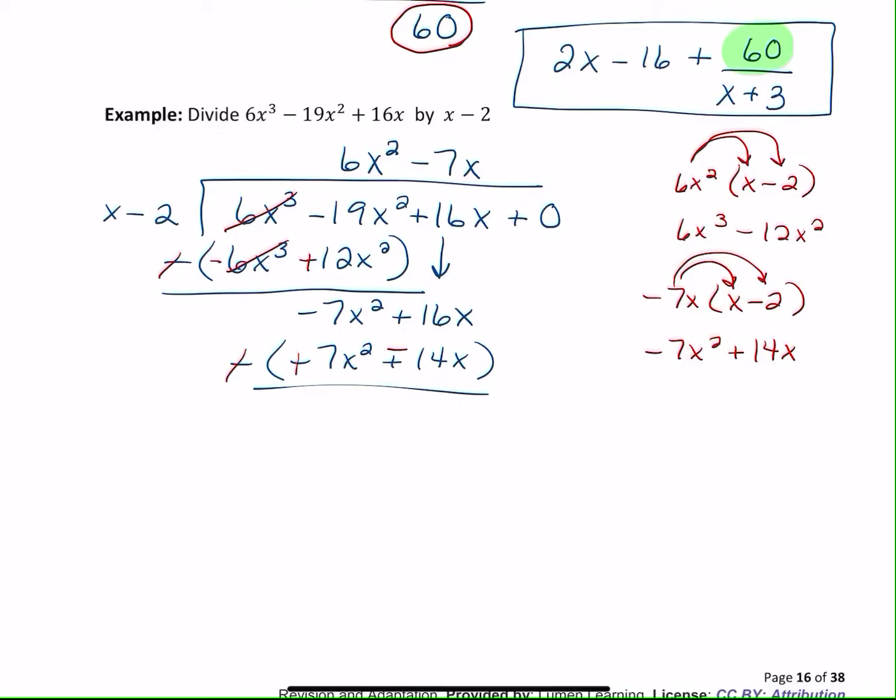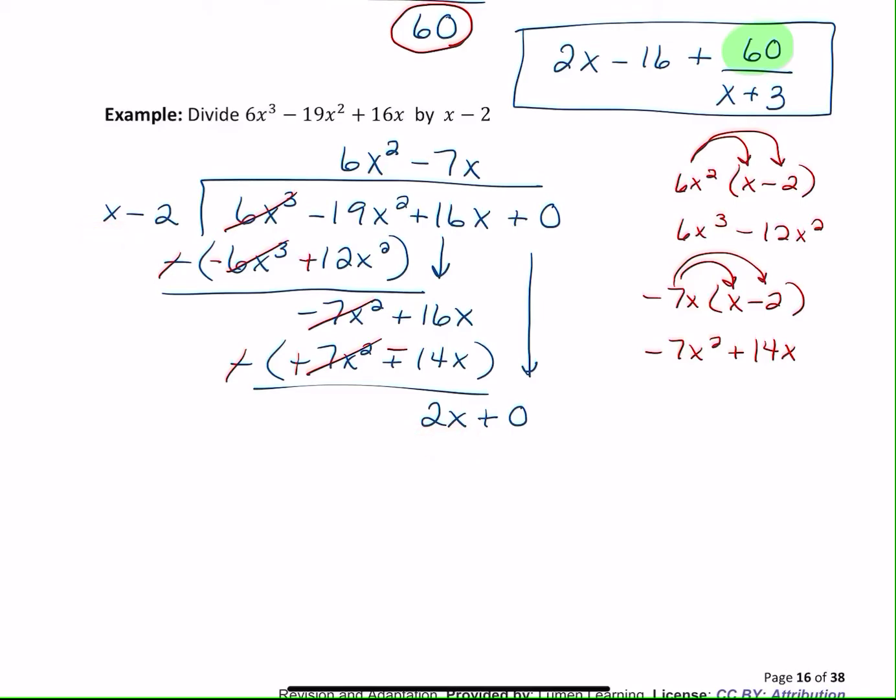And notice how I'm using different colors here. It really helps if you have a different color, so when you change that negative to a plus, you can see it when you go back to look at it. So here my first terms cancel out, and that leaves me with a positive 2x. And you don't have to, but you can bring down the 0, so everything lines up. Now what do I multiply x by to get 2x?